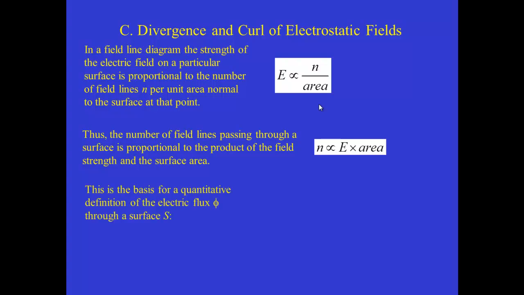And this forms the basis for a quantitative definition of something that we call the electric flux. And the flux, as the name implies, is a measure of the flow of the field lines through a particular surface. But we quantify this by taking the integral of E dot dA, where dA is the differential area vector normal to the surface, and integrating that dot product over the surface. That tells us the flux.